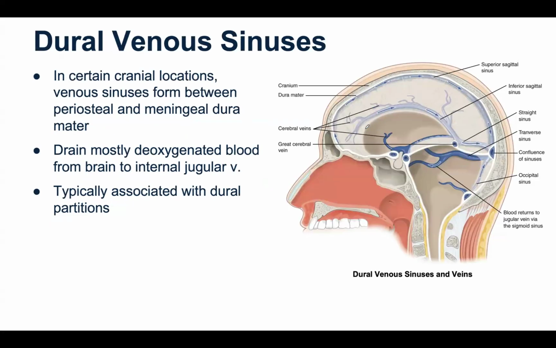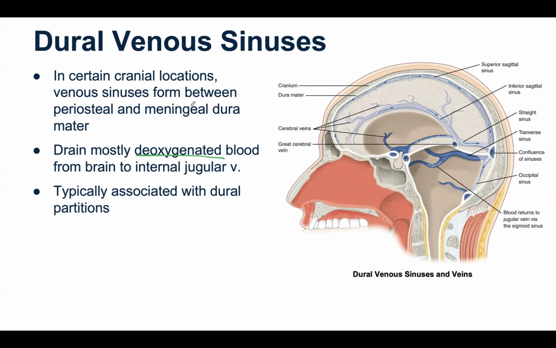So we'll start with the dural venous sinuses. In certain locations in the cranium, there will be dural venous sinuses located between the periosteal and the meningeal dura. And these are complex networks of venous-like channels that drain relatively deoxygenated blood. That sounds familiar, right? From the brain. So very similar to veins, but these form specifically between the dura mater layers. They're going to be lined with endothelium. They have no muscular tissue associated with their walls, and there's also no valves associated with venous sinuses.